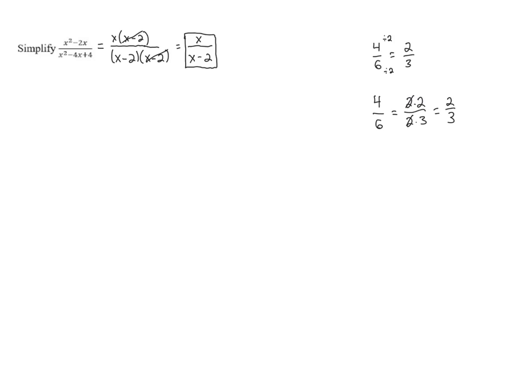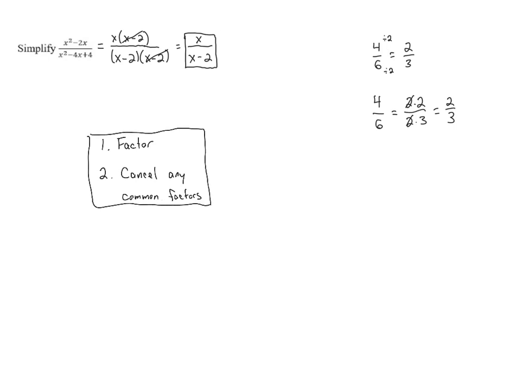So in a situation like this, when we are simplifying, the rule is that first we have to factor anything that can be factored, and then second, we can cancel any common factors between the numerator and the denominator. You have to factor before you can cancel. Otherwise, you're just not doing it right.